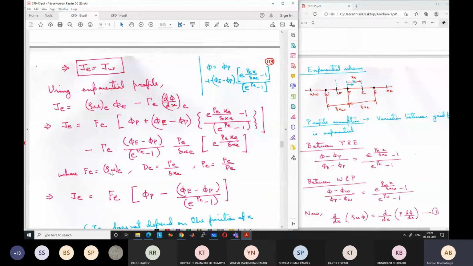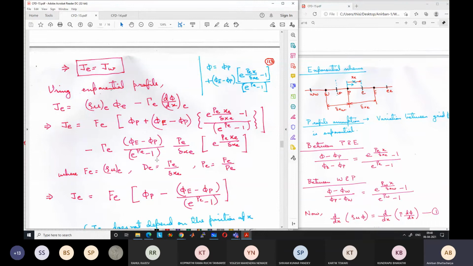Where F is equal to rho u e, D we can define as gamma e by delta xc, and the Peclet number P is Fe by De. So now this can be simplified considerably. So what is Pe? Pe is Fe by De. And gamma e by delta xc is De, right? By definition, gamma e by delta x is De.